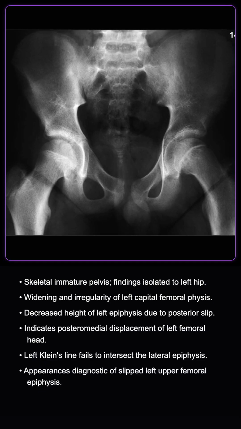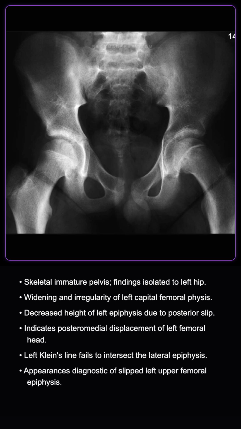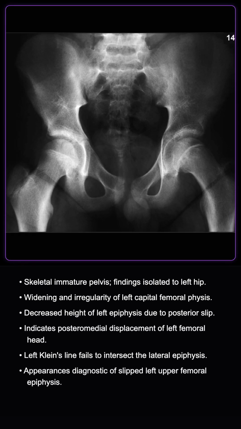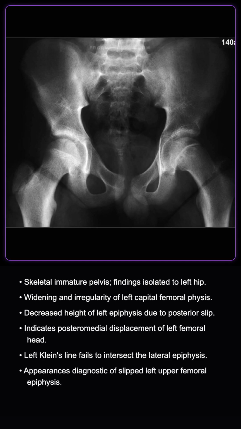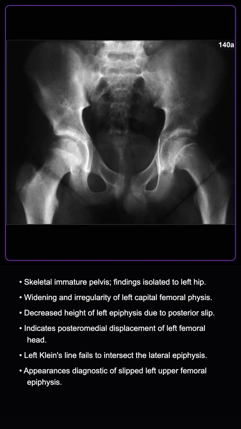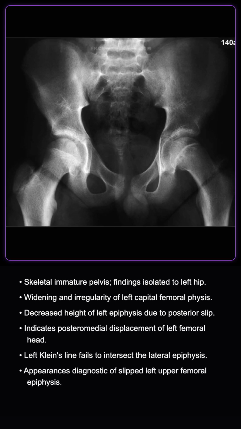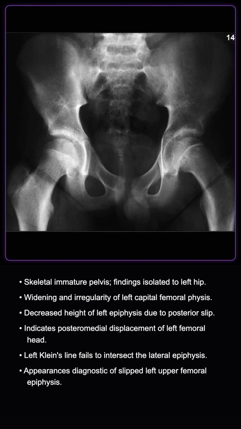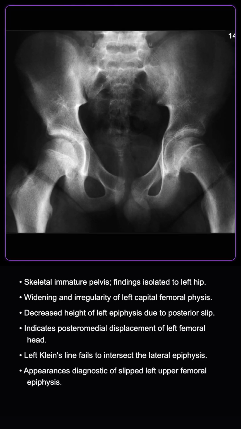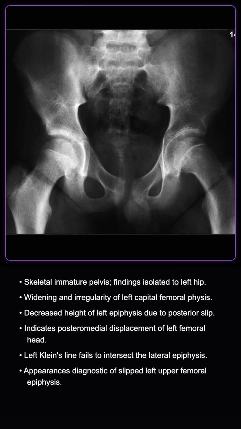The anteroposterior pelvic radiograph demonstrates an unfused skeleton with abnormalities isolated to the left hip. There is widening and mild irregularity of the left capital femoral growth plate. Additionally, there is a slight decrease in the vertical height of the left femoral epiphysis compared to the normal contralateral right side. This apparent reduction in height suggests posteromedial displacement or slipping of the epiphysis.